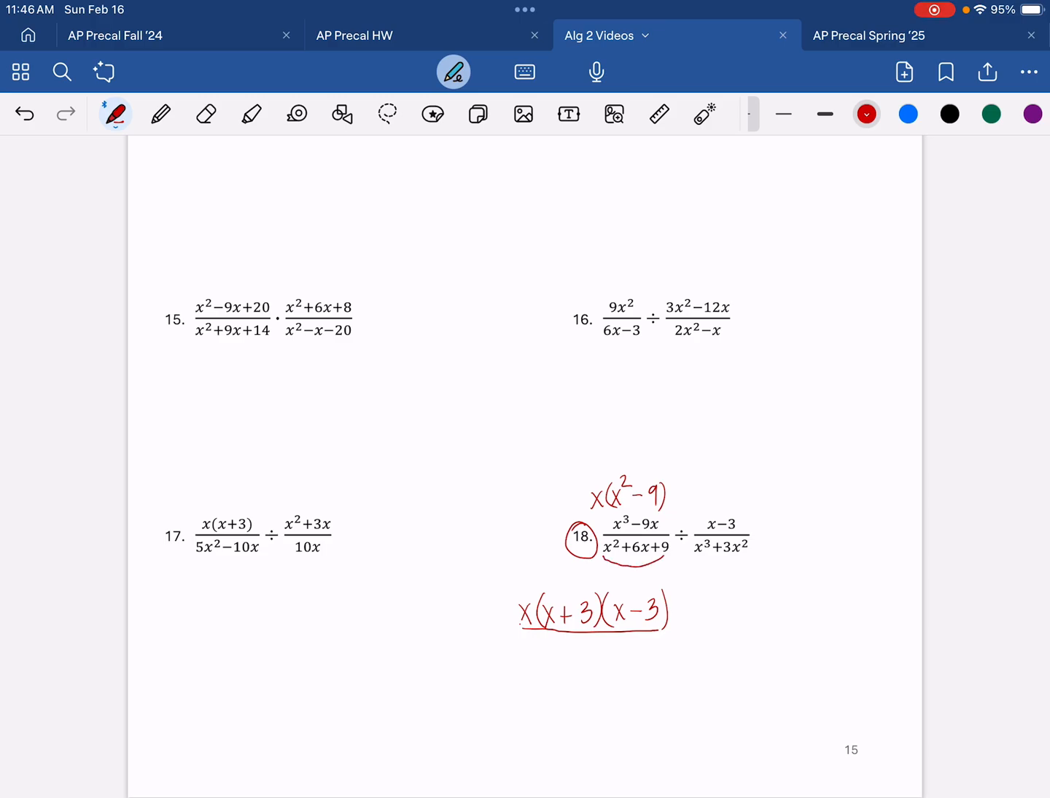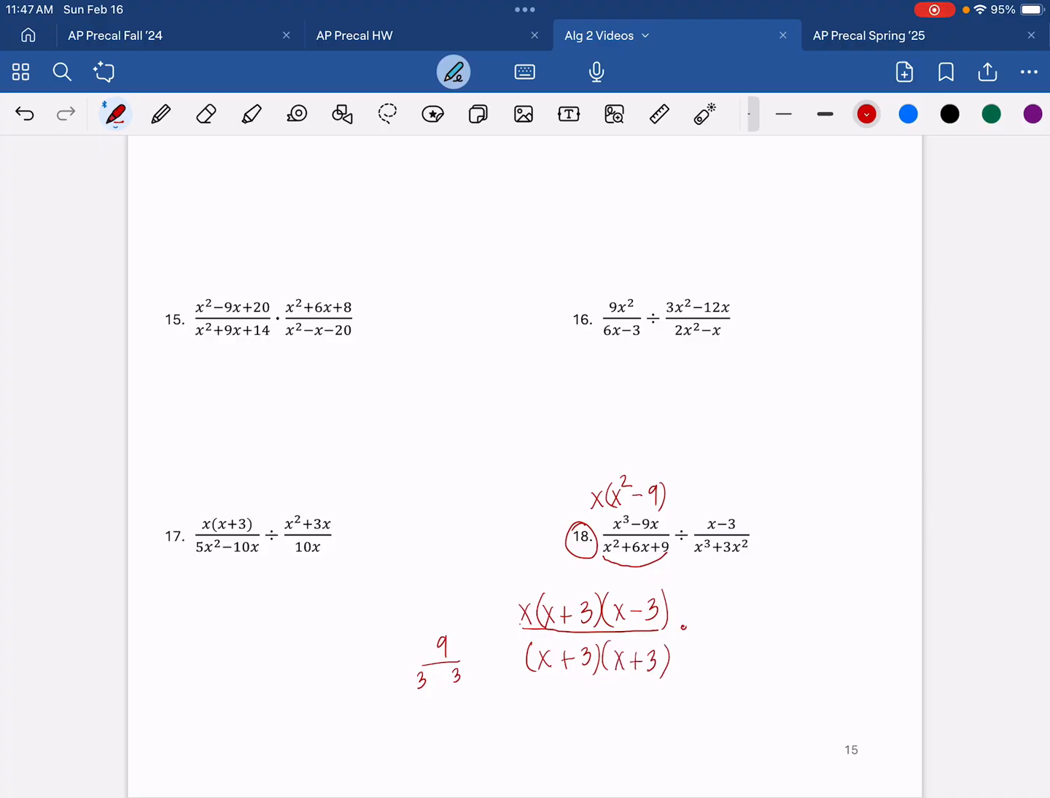Okay, and then in the denominator, let's think through, it's a trinomial, so we have to think about what multiplies to make 9, but adds to make 6. Again, not the hardest factoring we've done the whole year, just going to be 3 and 3. Both need to be positive. So x plus 3 and x plus 3.